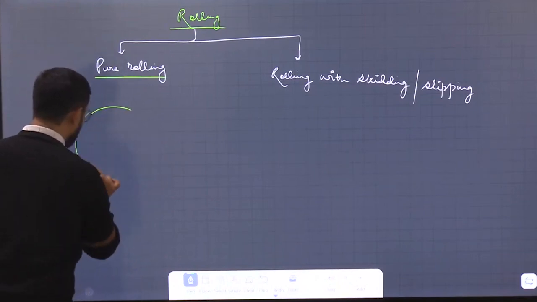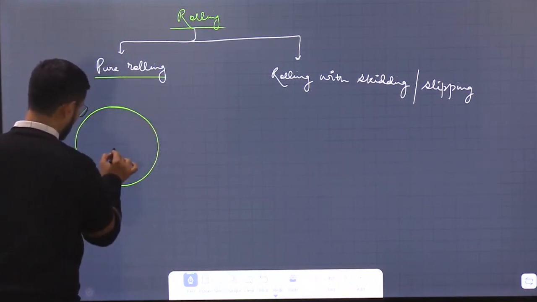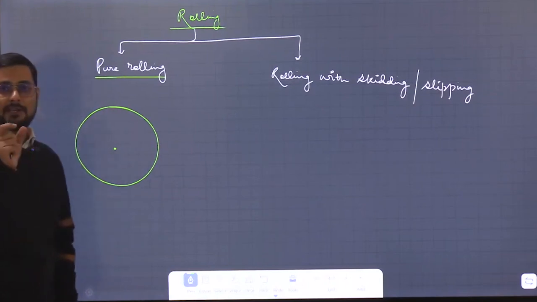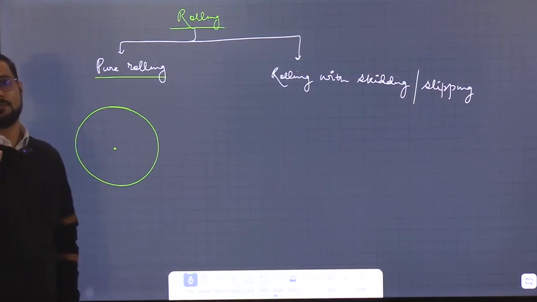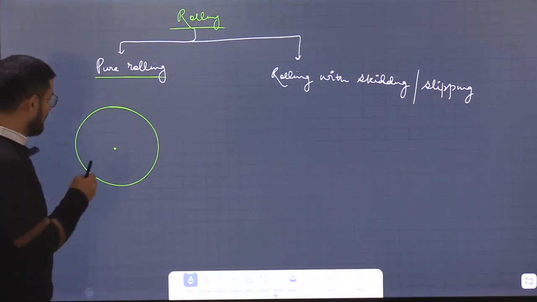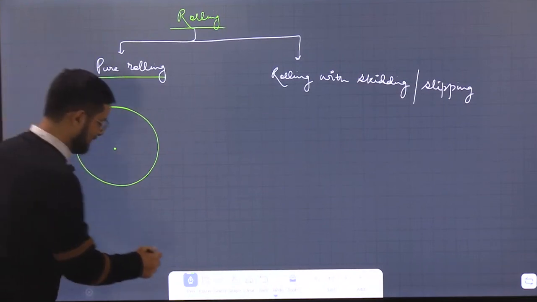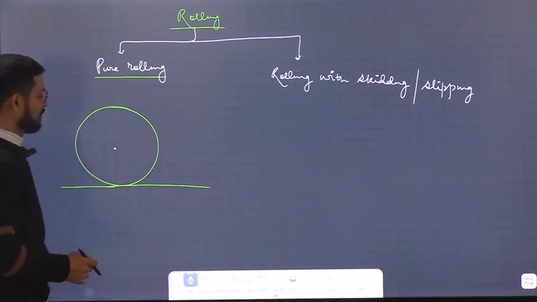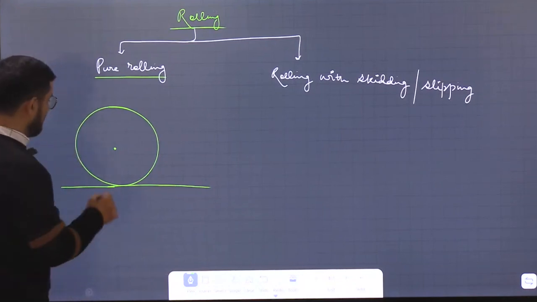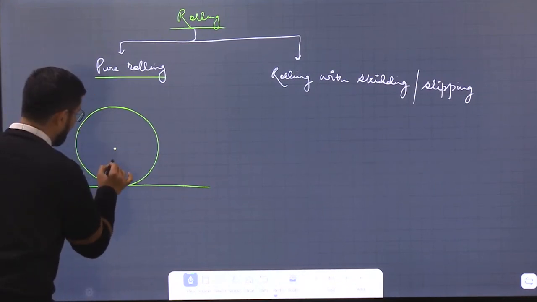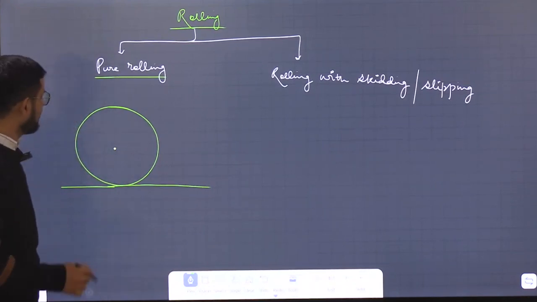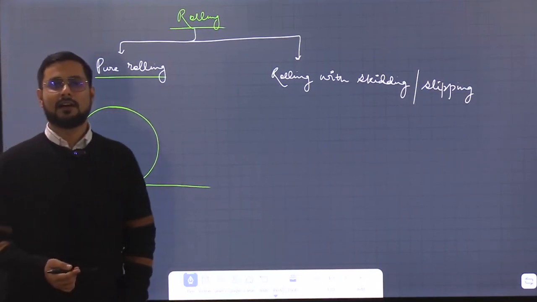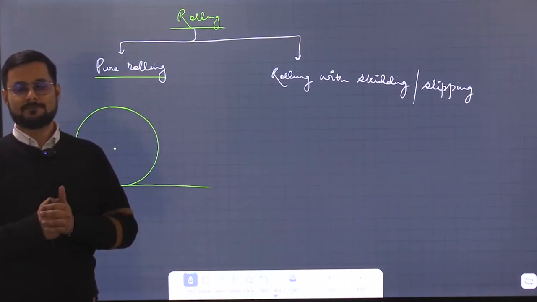So pure rolling is that type of rolling motion in which a particular criteria holds true always. So let me try to develop that condition in pure rolling. Before that, I would like you to consider the example of the rear wheel of a bicycle, right?